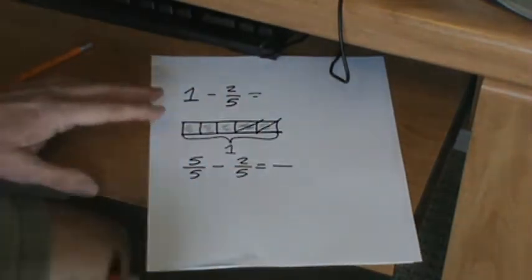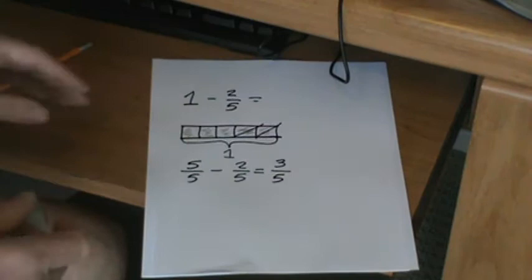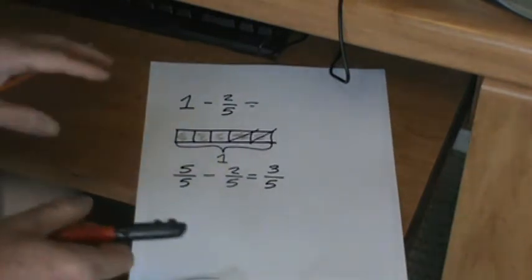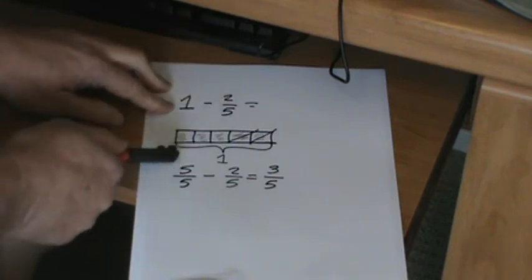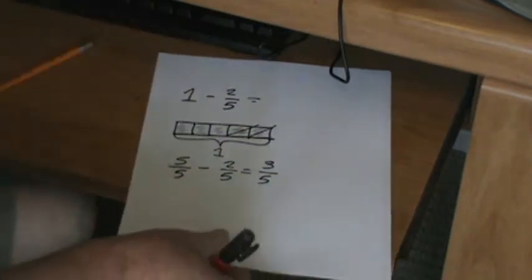We cross out 2/5, what are we left with? We're left with 3/5. So that's just a little review from yesterday's math work, all right? Remember, we just took the 1 and we matched the denominator. We made them 5/5. Take away 2/5 and we're left with 3/5, okay? So we got some heavy duty problems coming up.